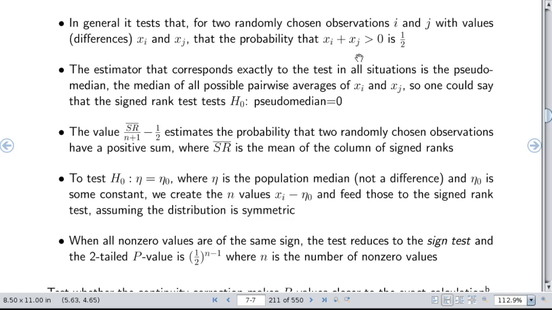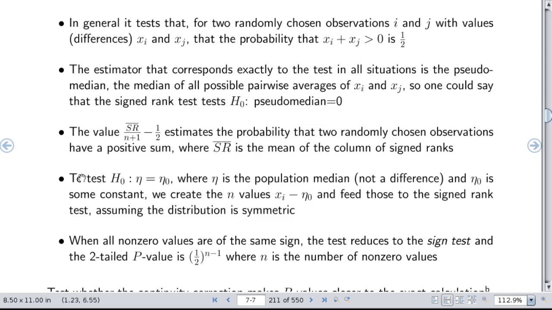Do all possible pairs of values of your column that you're analyzing tend to have a positive sum or a positive mean? That would be the same thing. And the estimator that corresponds to this way of stating the null hypothesis is the pseudo-median. The pseudo-median is the median of all possible pairwise averages of xi and xj. So you could say we're testing the null hypothesis that the pseudo-median is zero.